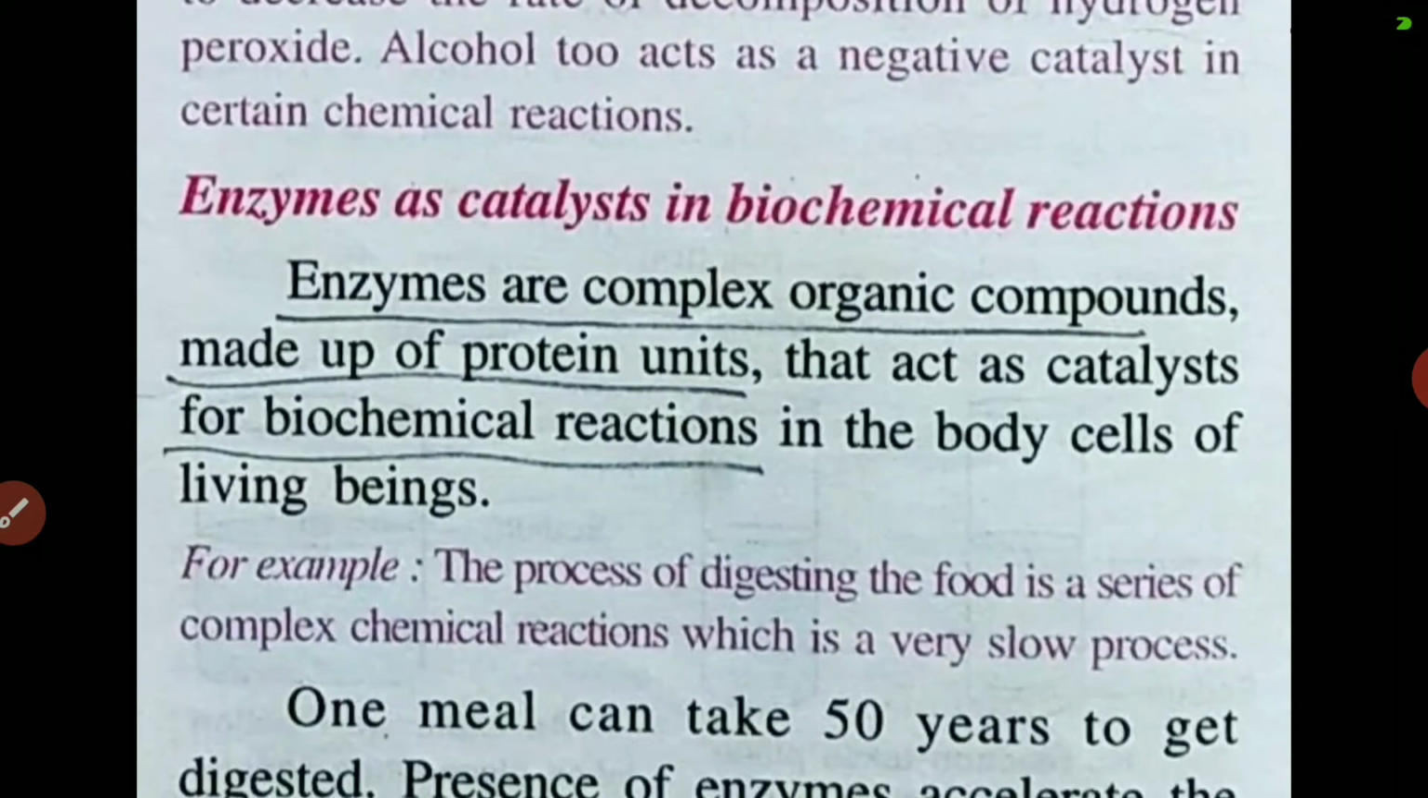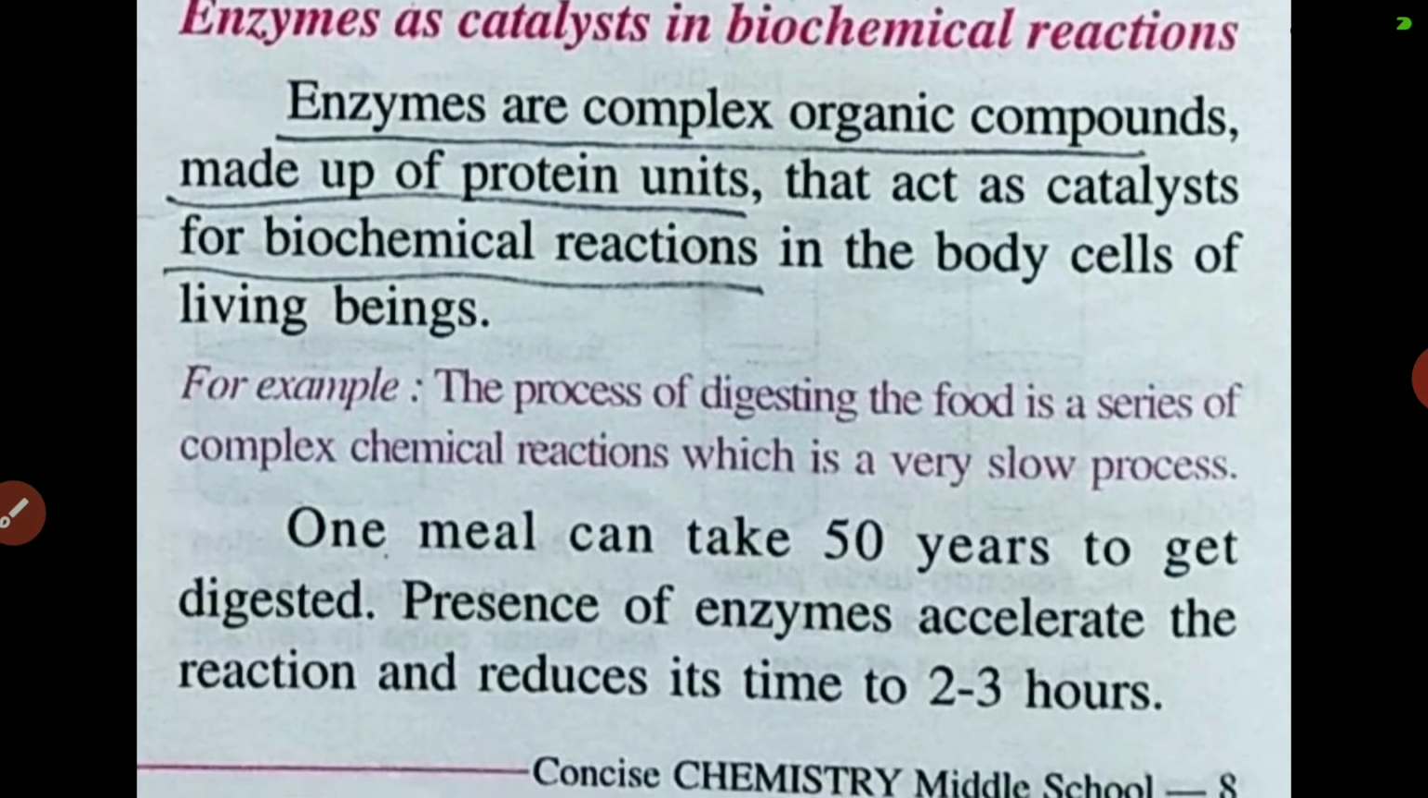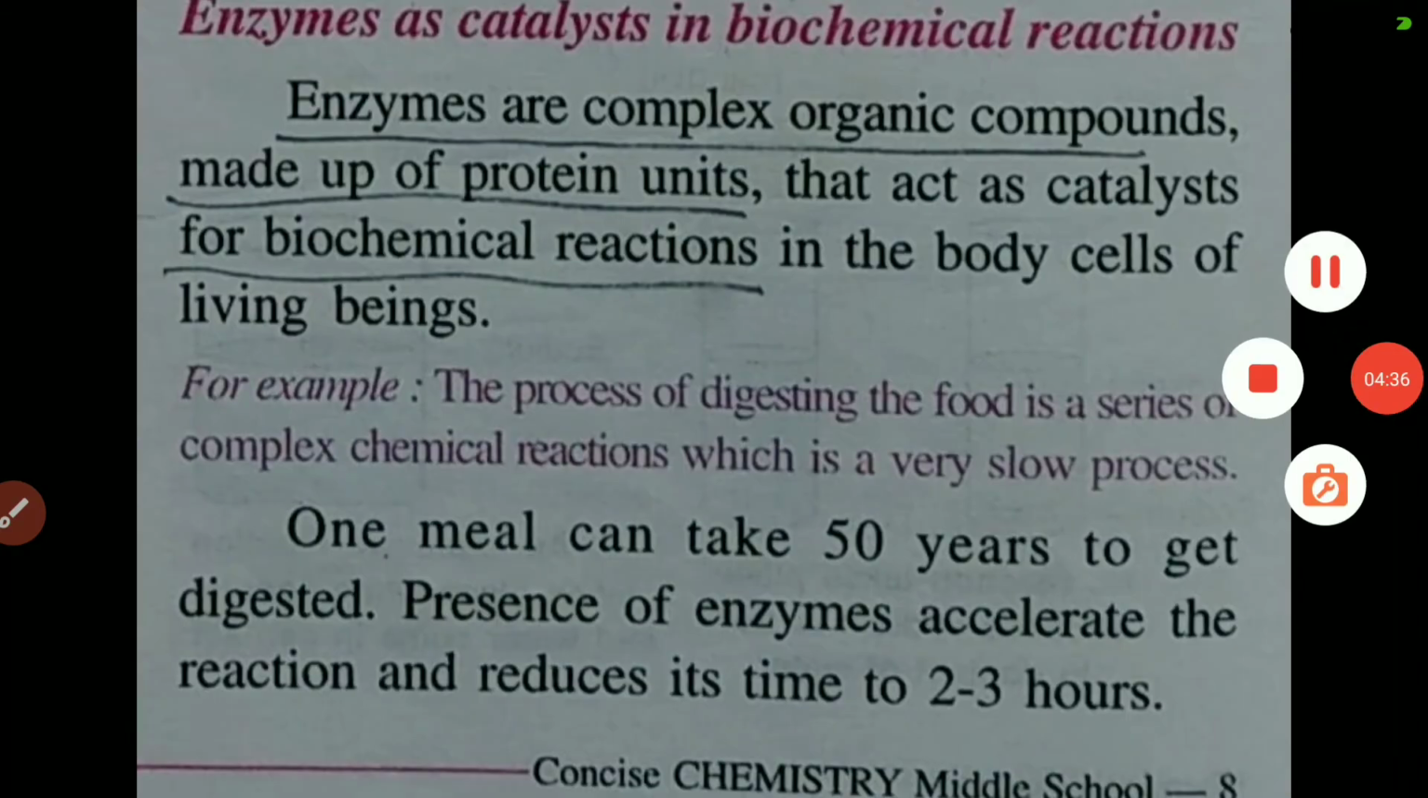For example, the process of digesting food is a series of complex chemical reactions which is a very slow process. One meal can take 50 years to get digested without the presence of enzymes, but with the presence of enzymes it can be done in 2 to 3 hours.